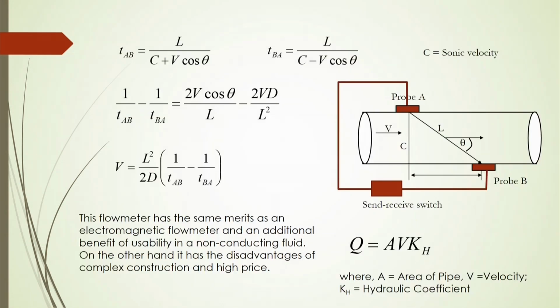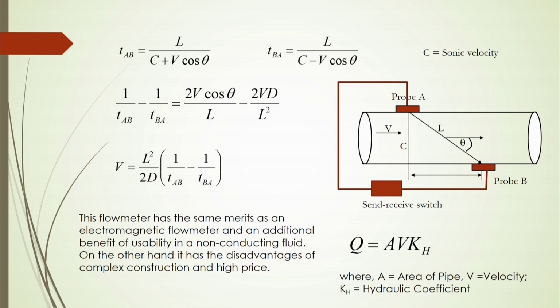Once you know that, TAB is given by L divided by C plus V cos theta, where C is the sonic velocity, V is the fluid velocity, and theta is the angle between the probes A and B, where you are attaching them, and the flow, as shown in the figure. Similarly, TBA will be L divided by C minus V cos theta.